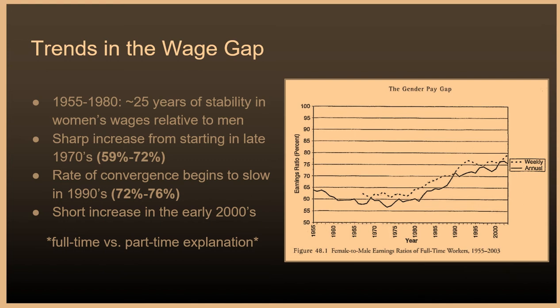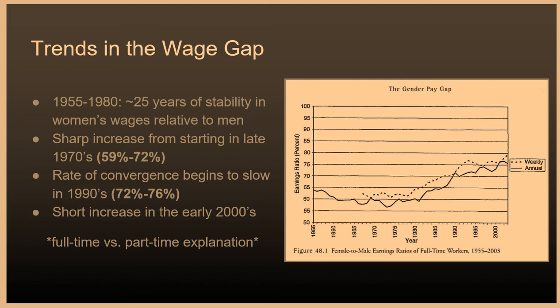Between the years of 1955 to around 1980, there was a period of roughly 25 years in which women's wages were for the most part stable relative to the wages earned by men. While the exact percentage does vary year to year, it remains within the range of 64% to 57%. If we were to highlight any specific pattern, it would be the very sharp decrease between the years of 1955 and 1960. Beginning in the late 1970s, we begin to see a sharp increase in the rate of convergence.